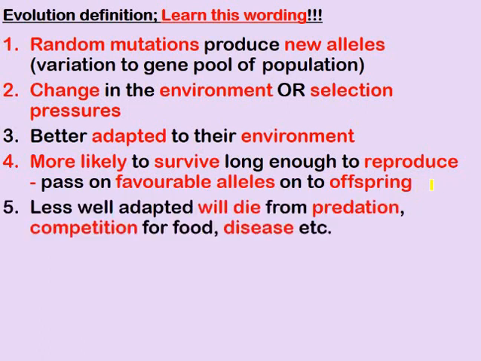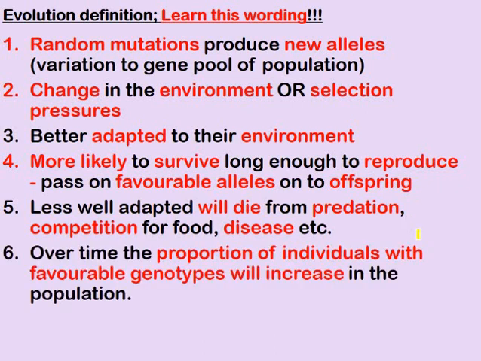Those that have not got those alleles will be less adapted, and so they'll be more likely to die from predation, from competition, and from disease. Over time, those that did have the advantageous alleles will keep on passing on those alleles to further offspring, and that means that over time, the proportion of individuals with the favorable genotype will increase. At the end of all this, we say we've had a change in the allele frequency. And I'll show you this using an example.